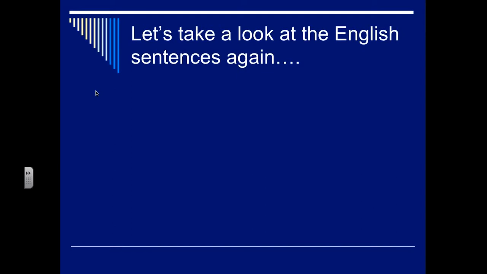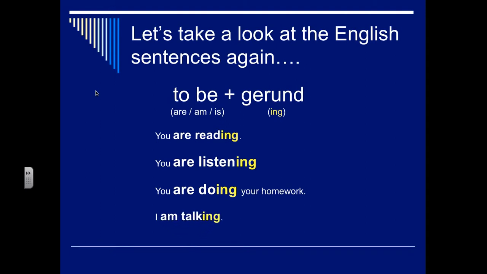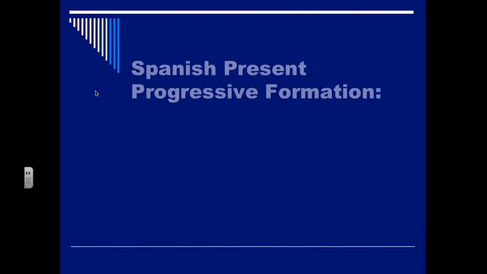So let's look at those English sentences again. What we said is you are reading. We are using a form of the verb to be in English and the gerundo. The other sentence was you are listening. You are doing your homework, and I am talking. As you could see, these four sentences all use the verb to be and a verb ending in ing, which is a gerund. Now let's take this to Spanish.